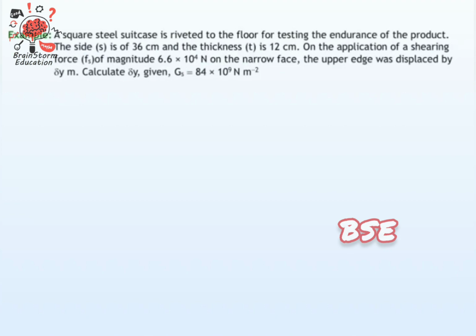Example 9.4. A square steel suitcase is riveted to the floor for testing the endurance of the product. The side S is of 36 centimeters and the thickness T is 12 centimeters. On the application of a shearing force Fs of magnitude 6.6 into 10 raised to 4 newtons on the narrow face, the upper edge was displaced by delta y meters. Calculate delta y. Given Gs equals 84 into 10 raised to 9 newtons per meter square.